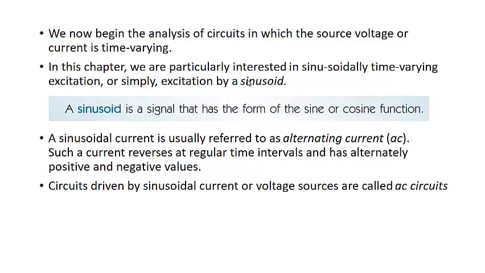What is a sinusoid? A sinusoid is a signal that has the form of a sine or cosine function. That means voltage or current that varies with time as a function of sine or cos. A sinusoidal current is usually referred to as alternating current. It is actually the sinusoidal current which has retained the name alternating current.